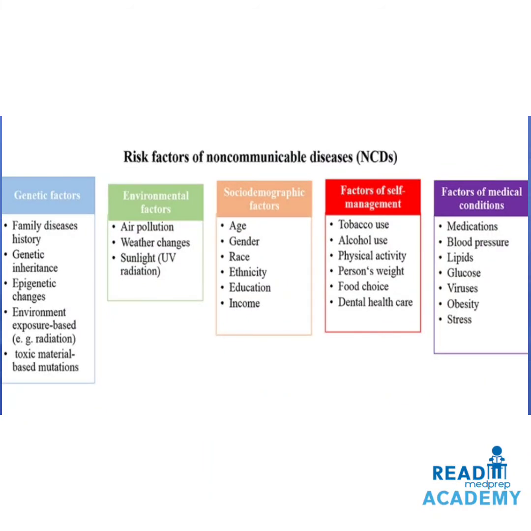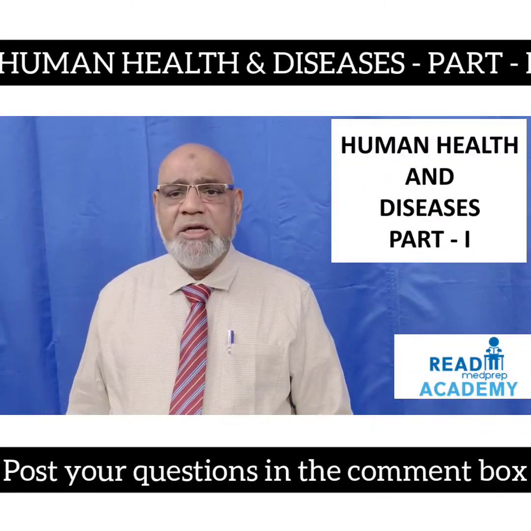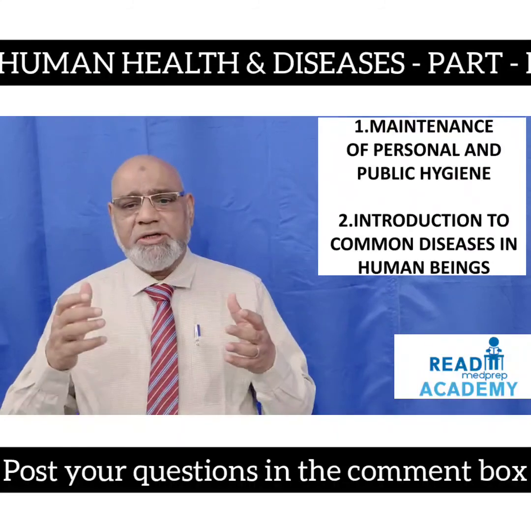What are the risk factors of non-communicable diseases? For example, genetic factors like family disease history, genetic inheritance, epigenetic changes; environmental exposure, for example radiation and toxic materials which cause mutation; environmental factors like air pollution, weather changes, sunlight like ultraviolet radiation; socio-demographic factors like age, gender, race, ethnicity, education and income; factors of self-management: tobacco use, alcohol use, physical activity, person's weight, obesity, food choice and dental health care; factors of medical conditions: medications, blood pressure, lipids level, glucose level, different viruses, obesity and stress. So today in Human Health and Diseases Part 1, we discussed the maintenance of personal and public hygiene and an introduction to the common diseases in human beings.